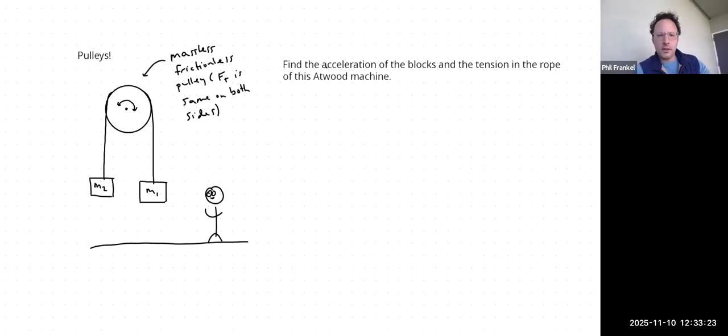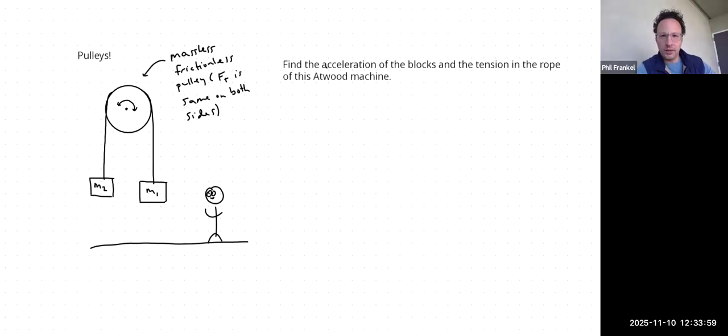The pulleys we're going to deal with at this point in the course are all massless, frictionless pulleys. The pulleys themselves are not bulky, they have no inertia, and they rotate on an axle without any friction. What that does is it ensures that the tension force on each side of the pulley is the same. So we're continuing with this theme that when you have a rope, the tension force in both ends of the rope match each other.